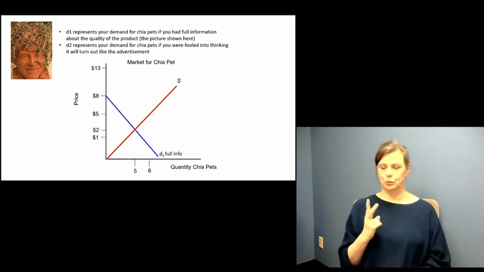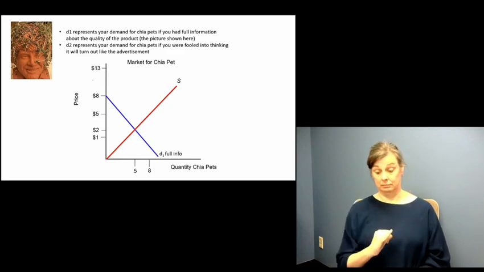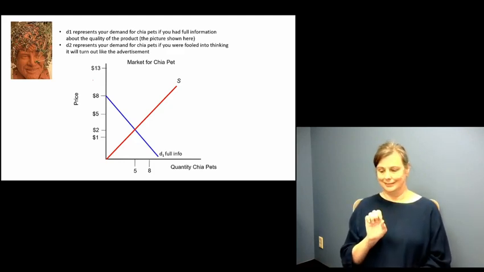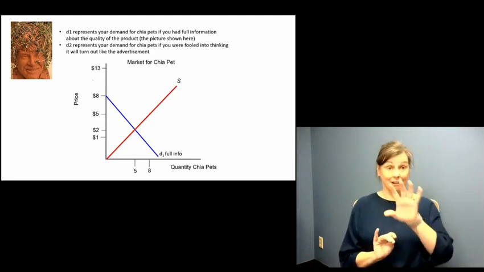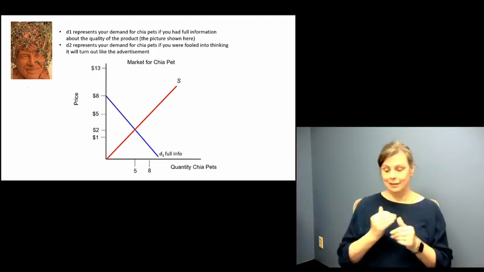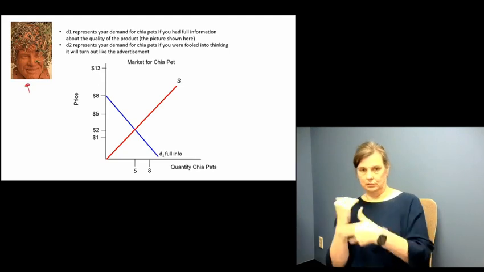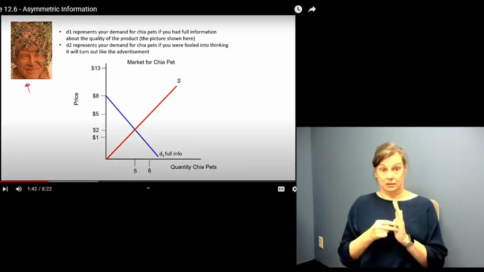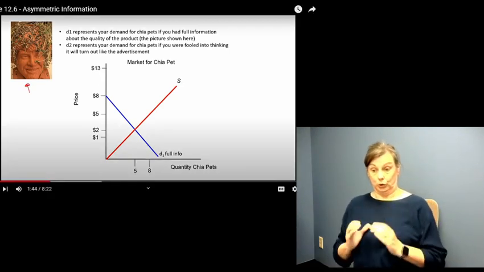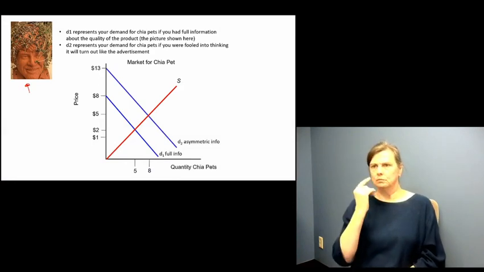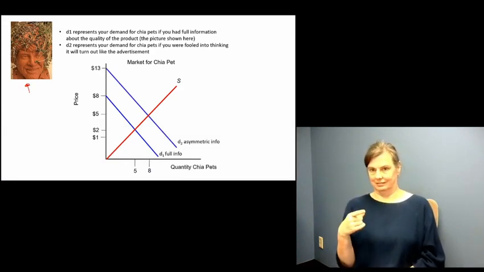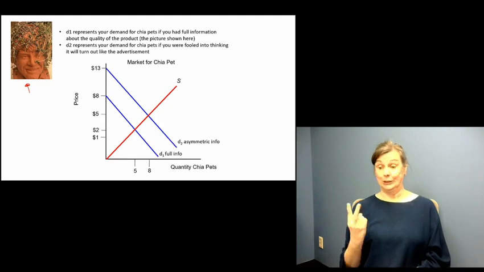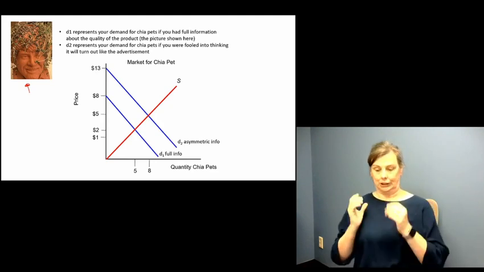D1, this first demand curve, represents your true demand for chia pets if you had full information about the quality of the product. And we have this picture shown here of the true information of what you would expect. D2, or the second demand curve, is going to represent your demand for chia pets if you were fooled into thinking that it turned out like the advertisement, with a full head of hair.